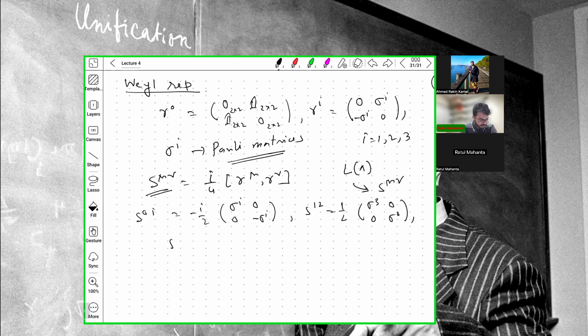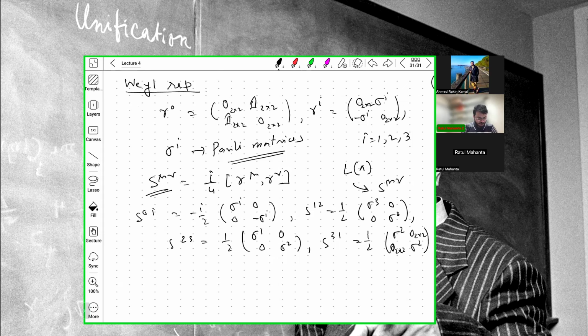S23 will be half sigma 1 0, 0 sigma 1. So these are all 2 by 2 matrices. So finally it is a 4 by 4 matrix, and S31 will be half sigma 2, 0, 0, sigma 2. Okay, so great.